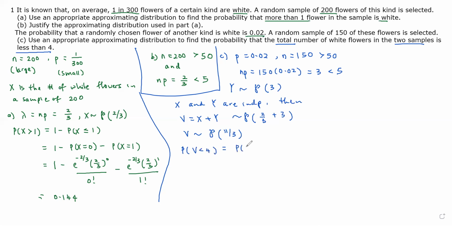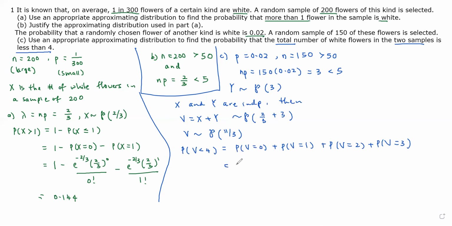We have the probability that V equals 0 plus the probability that V equals 1 plus the probability that V equals 2 plus the probability that V equals 3. This will give us the probability that V is less than 4.